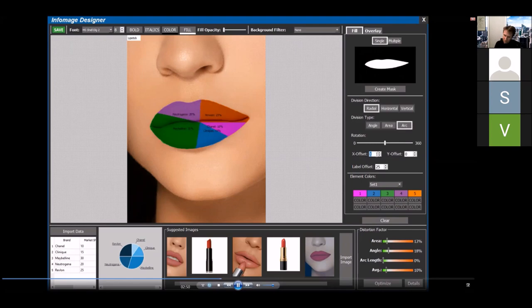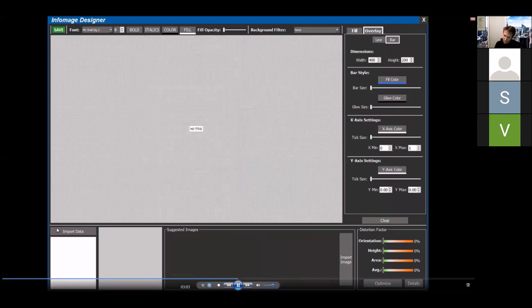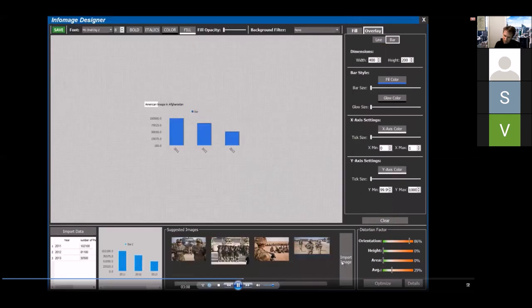The center of the pie chart can also be moved, and label distance from it can be changed. Once they are done, the infomage can be saved as an image. We can also fill multiple objects in an image. Here, let's select the American troops in Afghanistan data set.